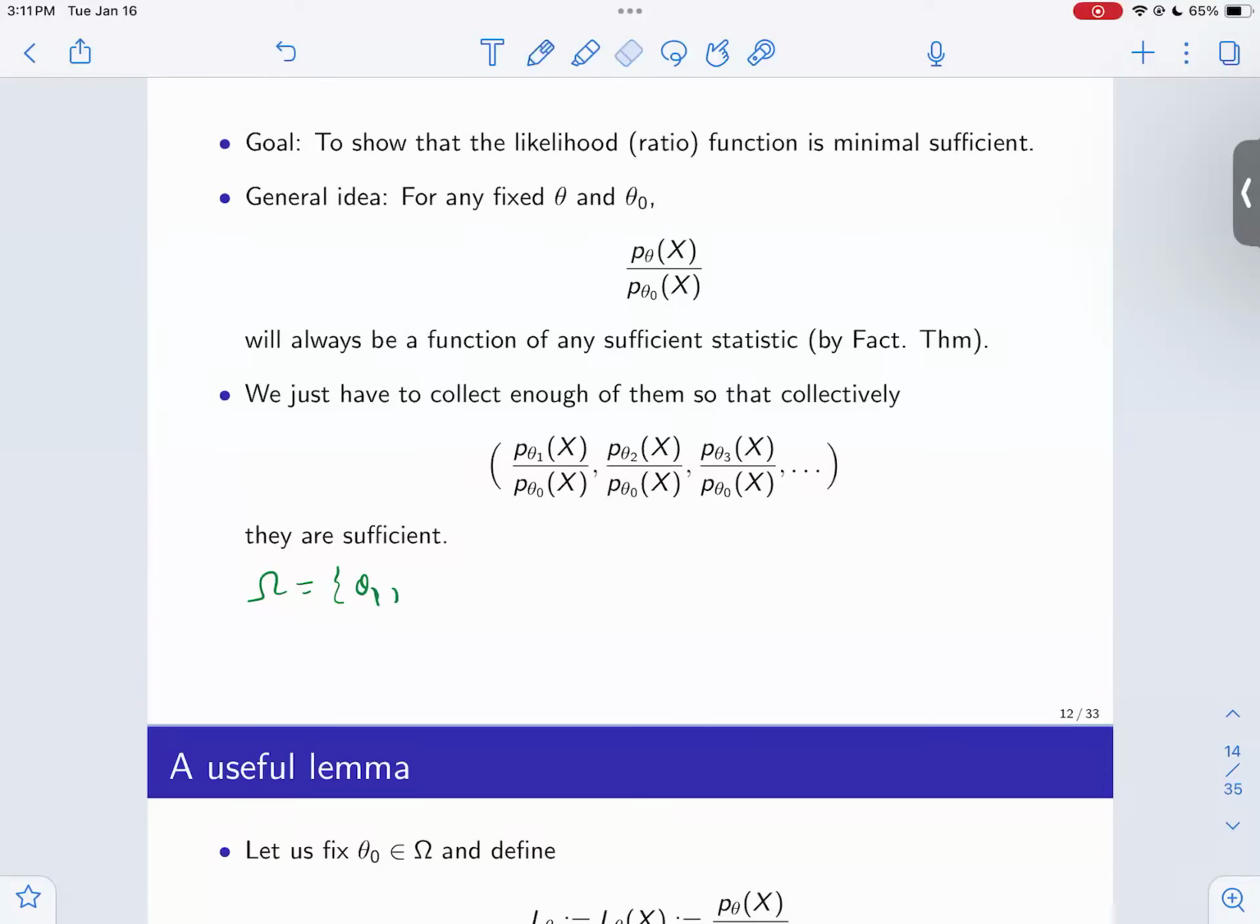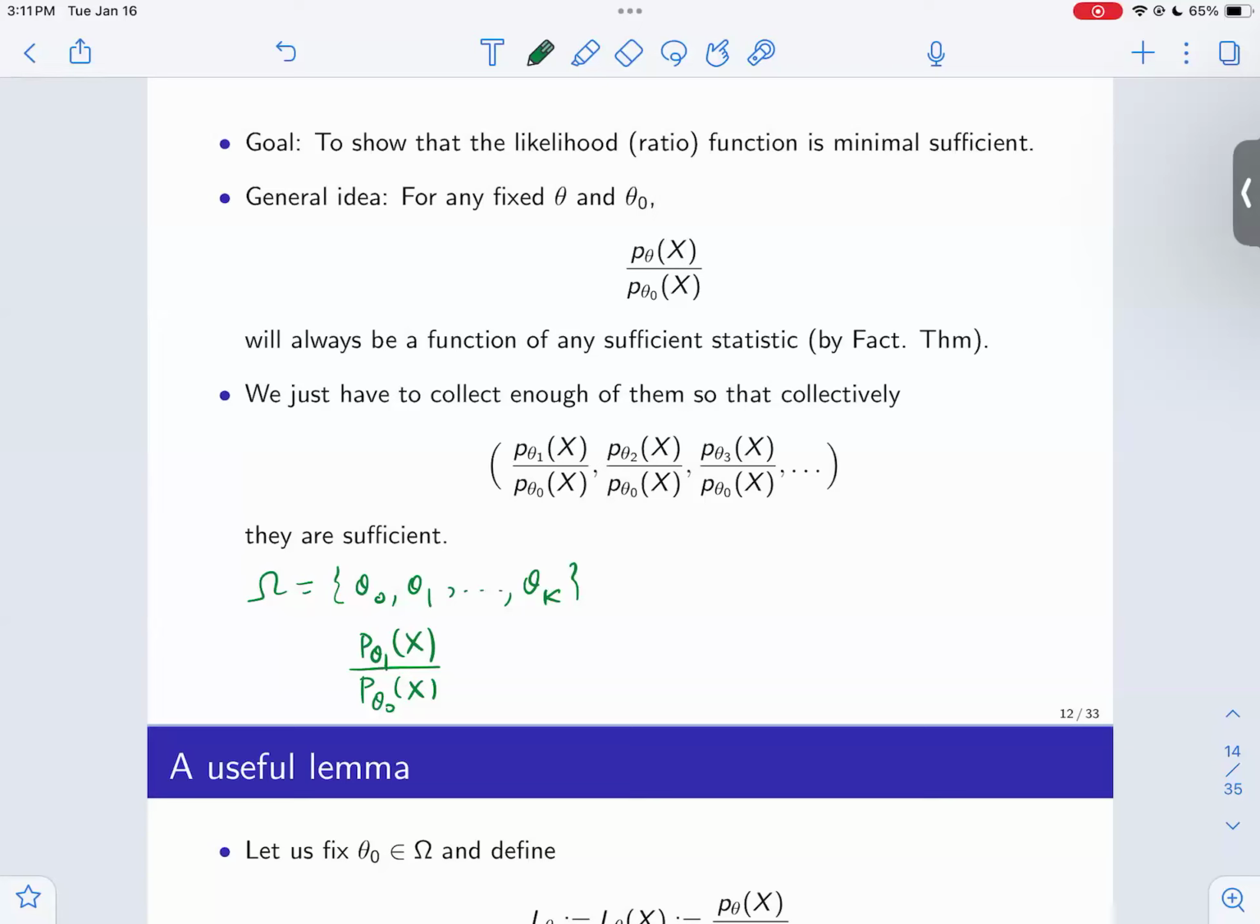Let's say theta 0, theta naught, theta 1, all the way to theta k. So I picked one of them, it doesn't matter which one. I'm going to pick one of them and form these ratios. So x is random. p theta 1 of x divided by p theta naught of x. This is going to be a function of x. This is a particular statistic.